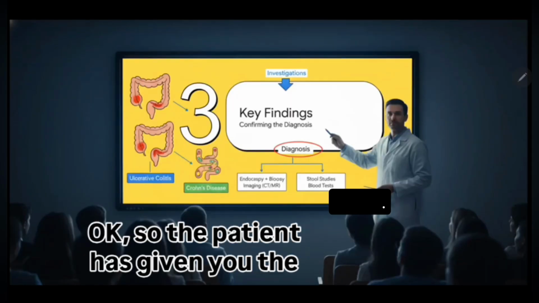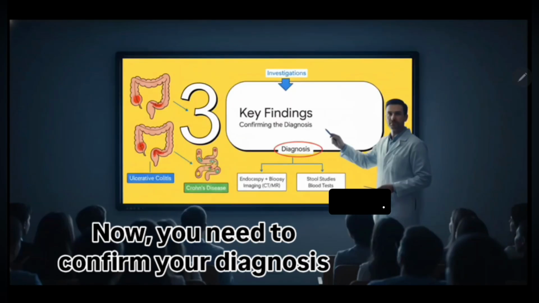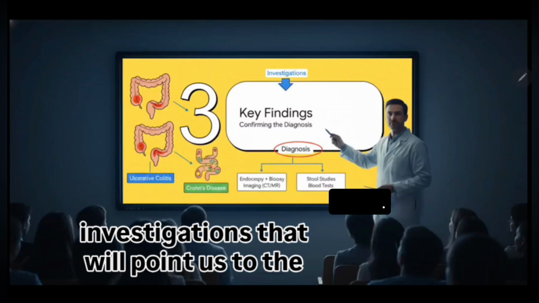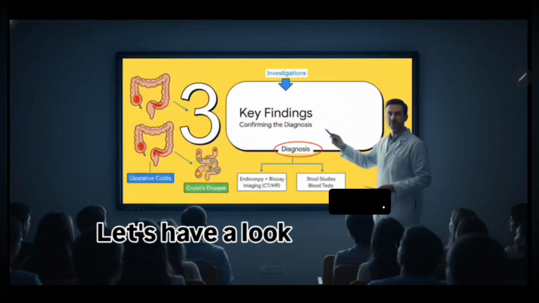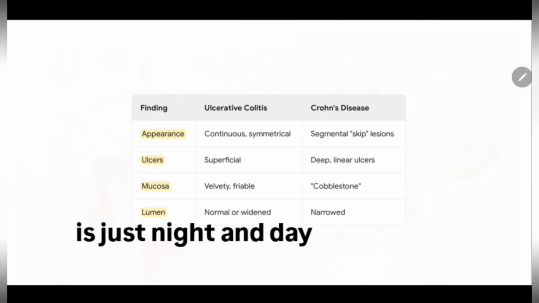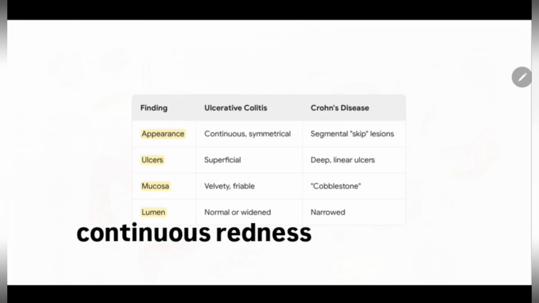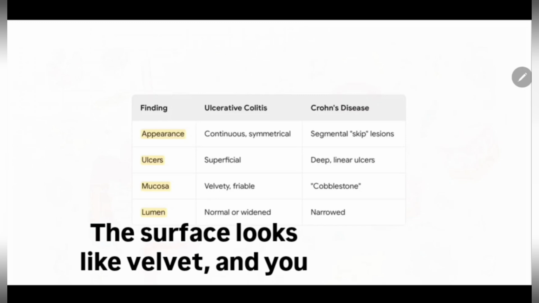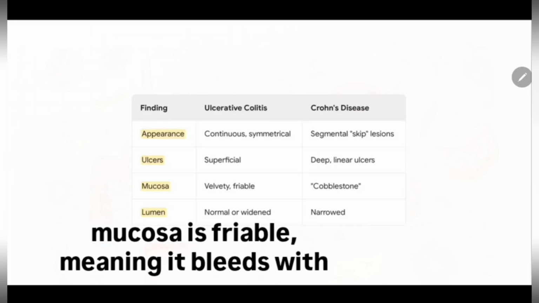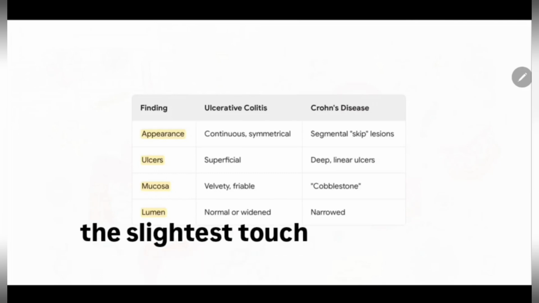Okay, so the patient has given you the history. Now, you need to confirm your diagnosis. What are the key findings in our investigations that will point us to the right answer? Let's have a look. When you do an endoscopy, the difference is just night and day. In ulcerative colitis, you'll see this continuous redness. The surface looks like velvet, and you can't see the normal blood vessels anymore. We say the mucosa is friable, meaning it bleeds with the slightest touch.